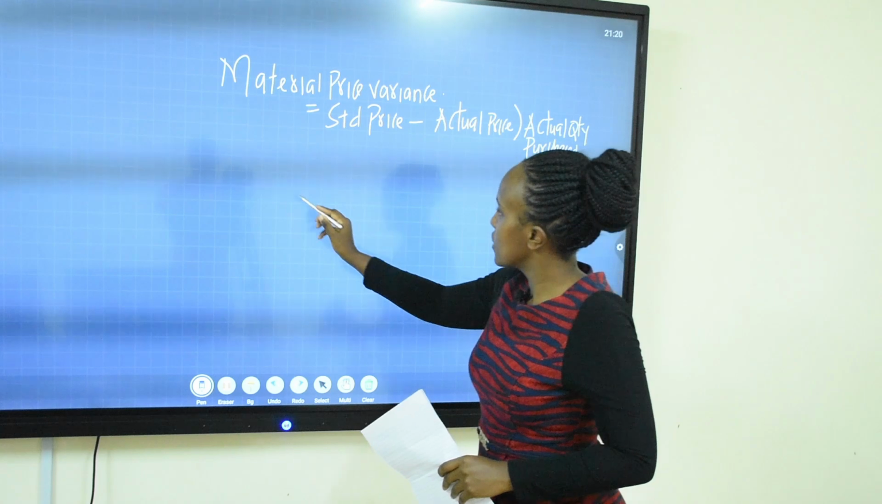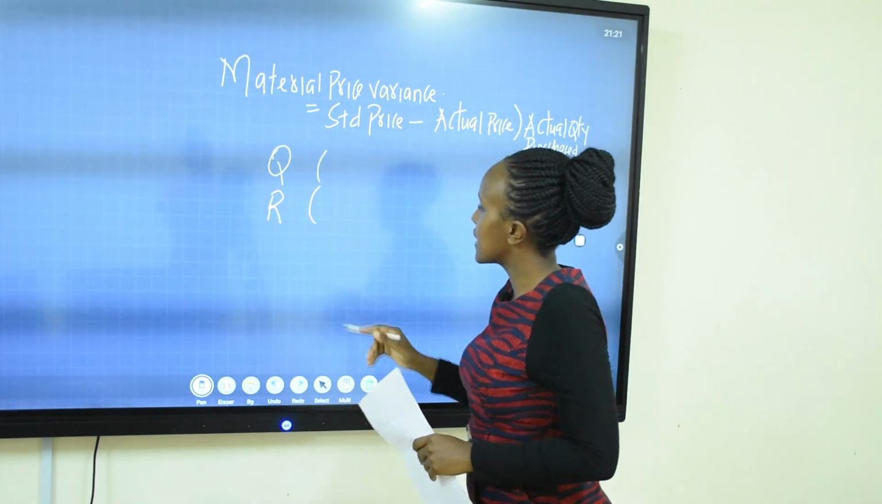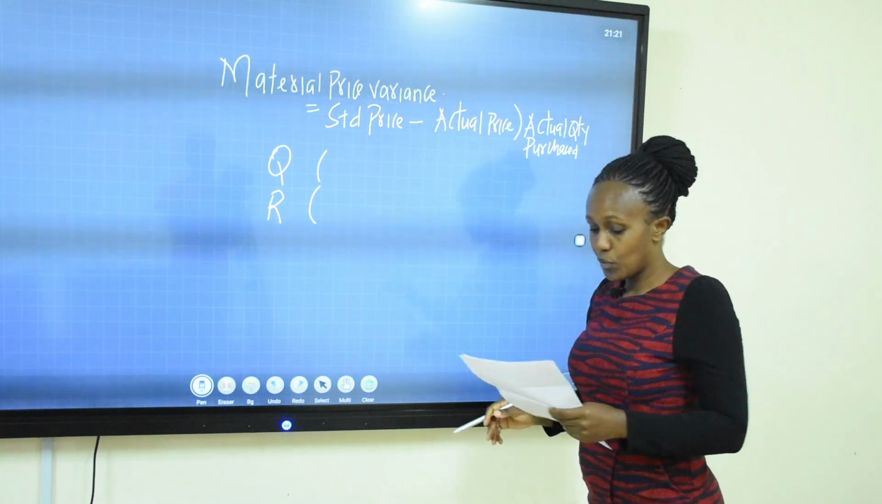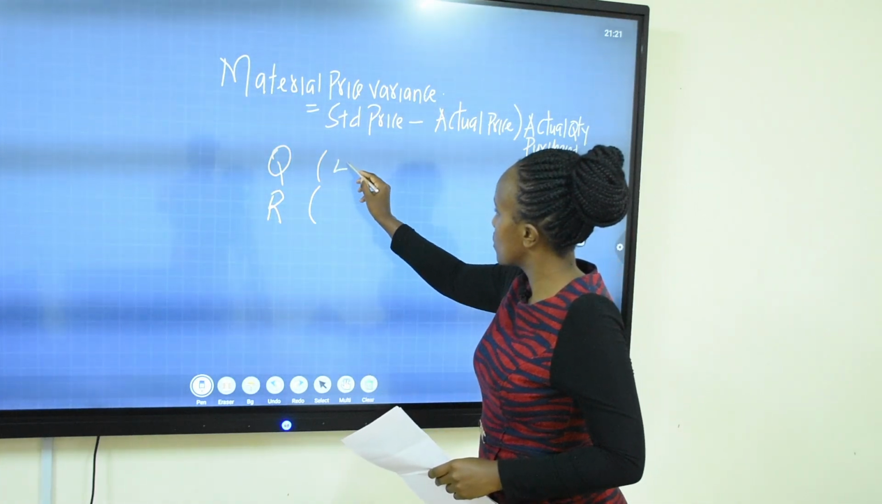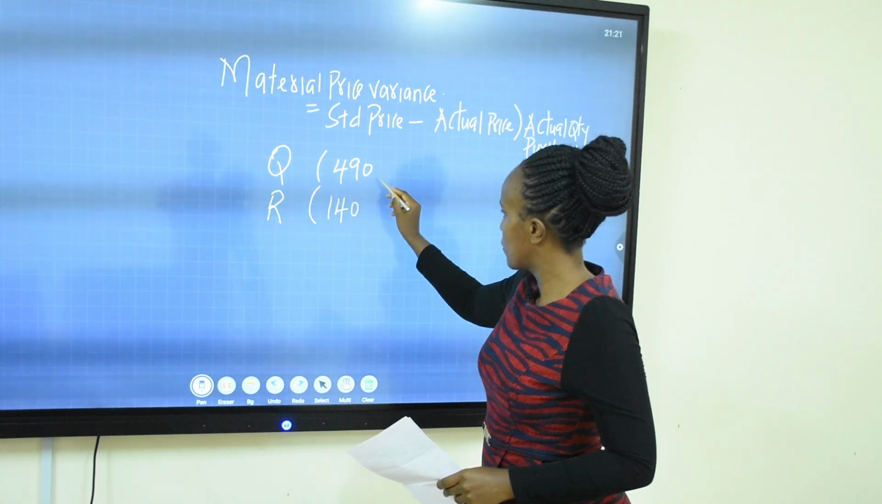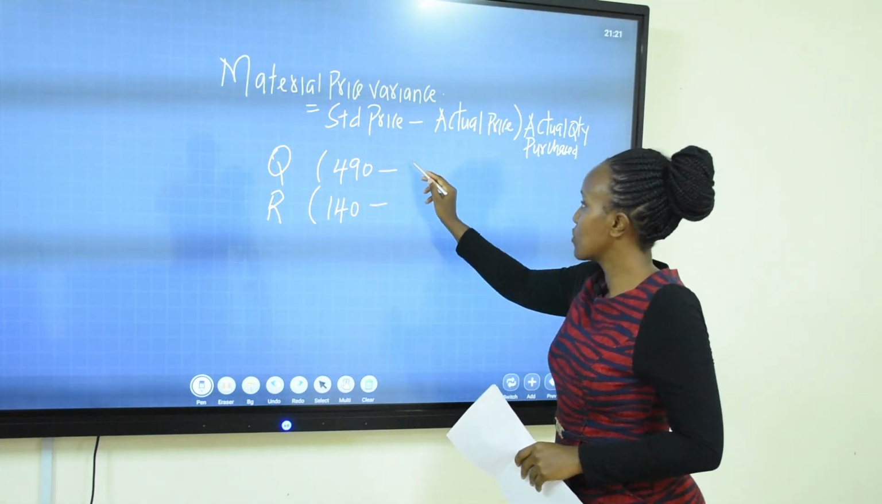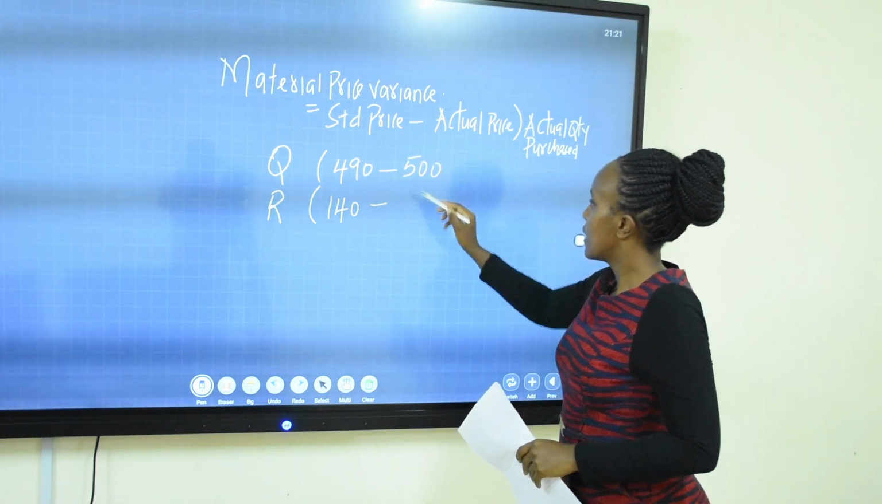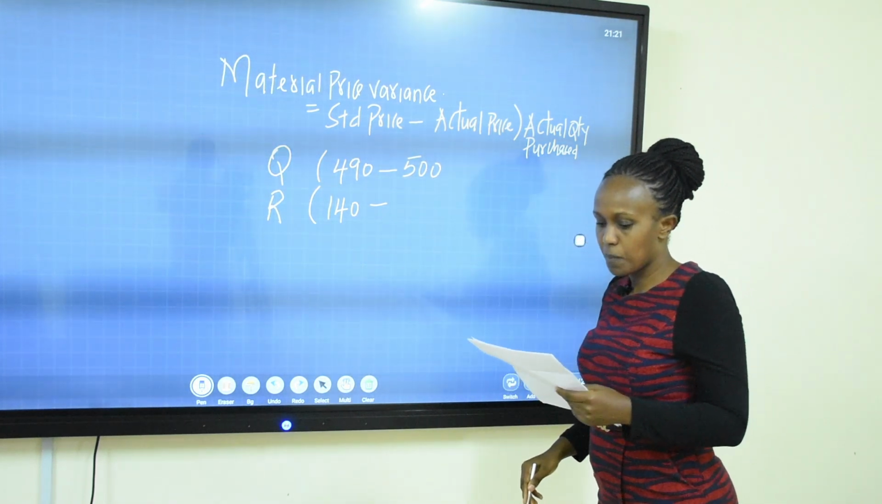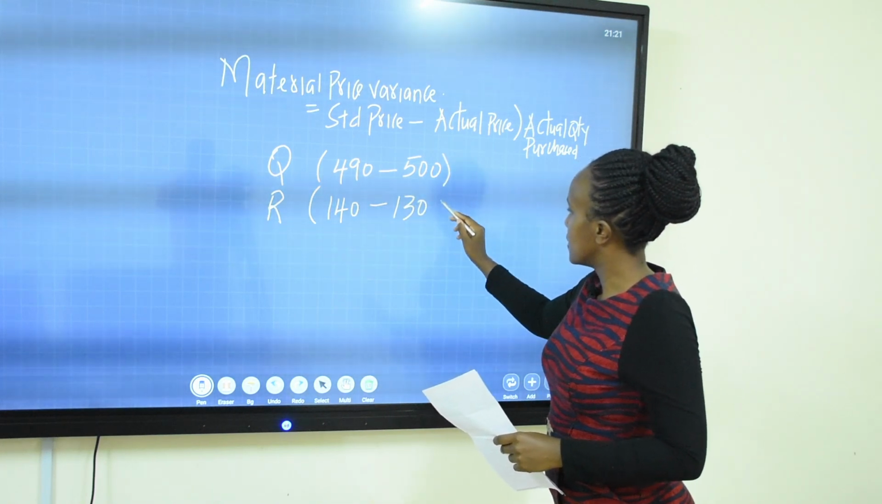So we have two materials, we have Q and we have R. And we are seeing that the standard price of Q, we have seen, is 490. They were expecting to buy at shillings 490. For R, they were expecting to buy at 140. The actual price, as we have said in the discussion, we have seen that they bought at 500 per liter. And for R, they bought at shillings 130 per liter.